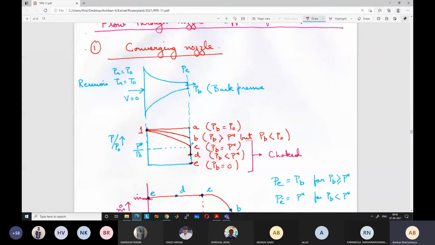Say at the inlet the pressure is 100 kilopascal, and at the outlet you have given 80 kilopascal. In that case the nozzle is not choked. Now you have reduced it to 50 kilopascal, half of the inlet pressure. Now the nozzle is choked. The pressure variation will look something like this C line that you can see here, from 1 to C. Now if you reduce the pressure further, say instead of 50 kilopascal you make it 20 kilopascal, you are saying that you are changing the pressure.